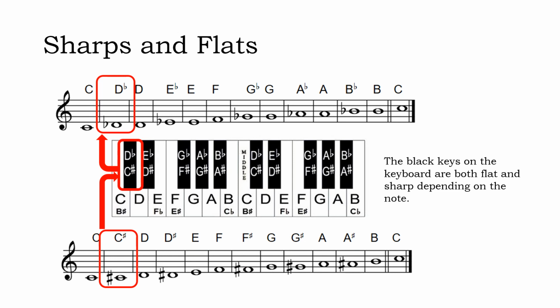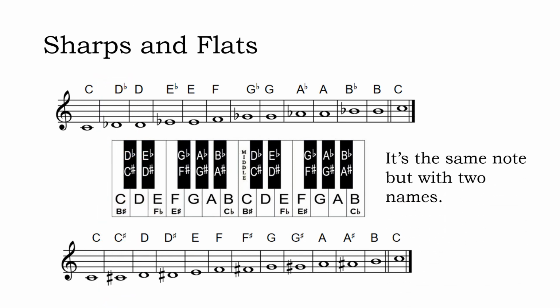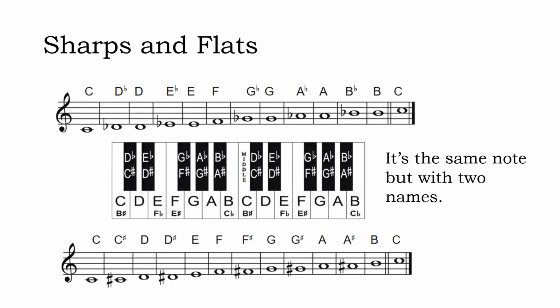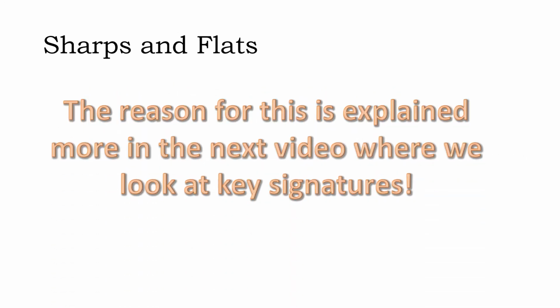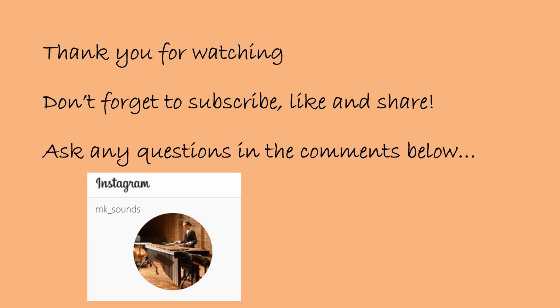The one highlighted here in red, the black key, is a C sharp for the C, but also a D flat for the D. It's the same note, but with two names. The reason for this will be explained more in the next video where we look at key signatures.